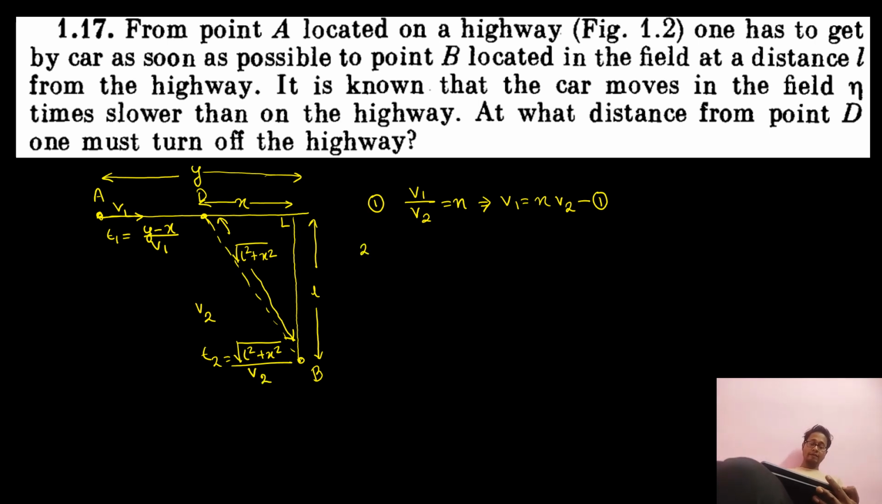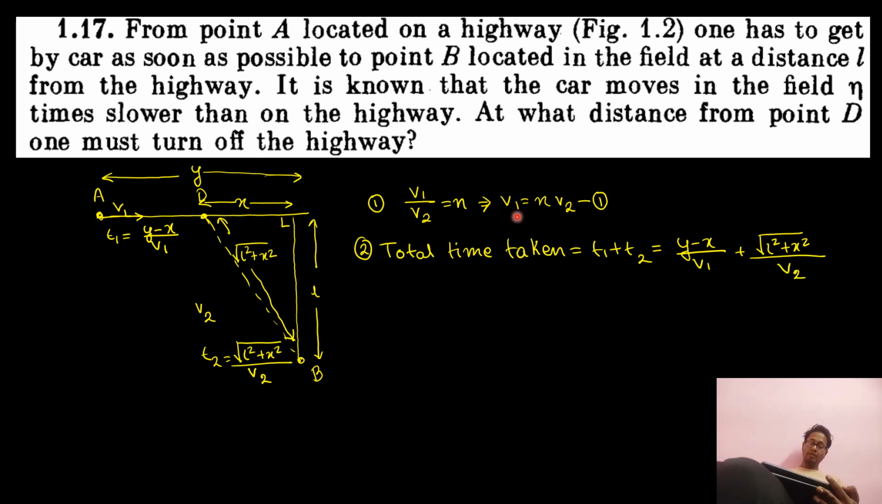So total time taken is equal to T1 plus T2, which is (y minus x) by v1 plus under root of L square plus x square divided by v2. Now from equation 1, I can easily substitute v1 equals n v2, so T1 plus T2 is (y minus x) by n v2 plus under root of L square plus x square divided by v2. This is not v1, this is v2.